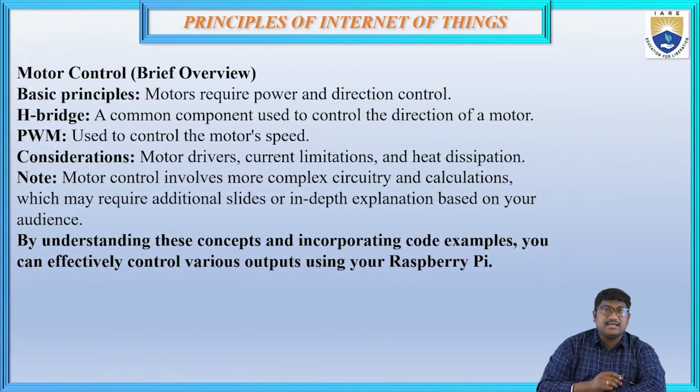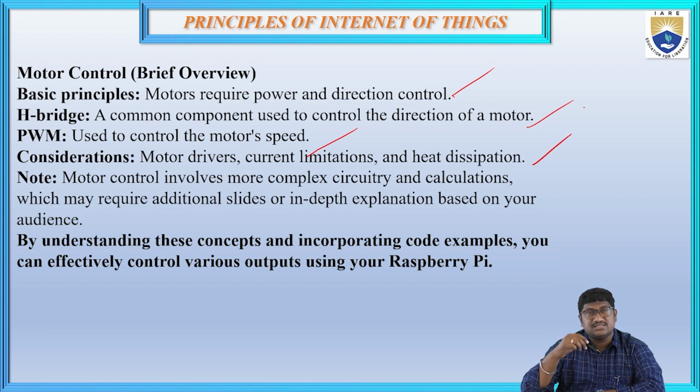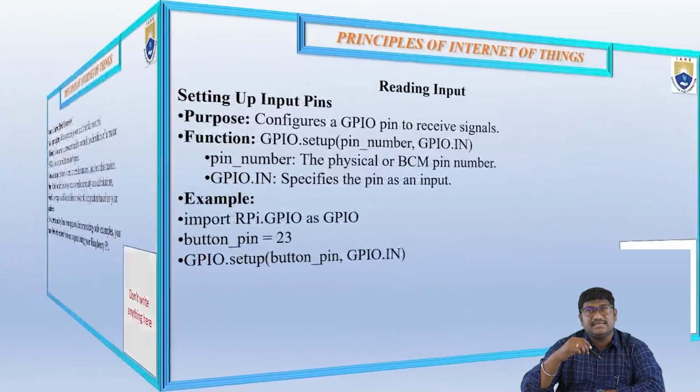And this is motor control, which we discussed in our previous classes also. The basic principle shown is direction control, and an H bridge will be there, which is used for controlling the direction of the motor, and PWM will be there, which is controlling the speed of the motor. Drivers, current limitation and heat limitation: these are the considerations which have to be taken care of.